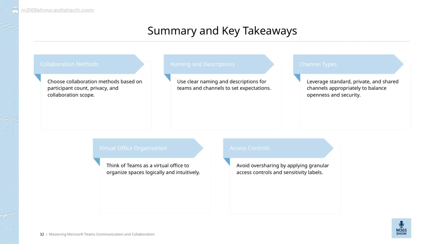Next, consider Teams as your virtual office. Organizing your spaces logically and intuitively makes collaboration much smoother. When you set up your channels and teams thoughtfully, it becomes easier for everyone to find what they need and stay aligned. Speaking of channels, it's crucial to leverage different types appropriately: standard, private, and shared. Each serves a purpose: openness, confidentiality, or cross-organizational collaboration. Using them wisely helps balance openness with security.